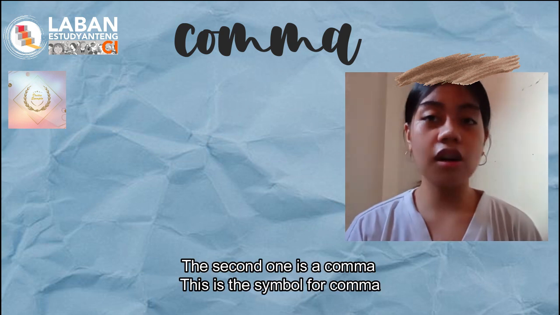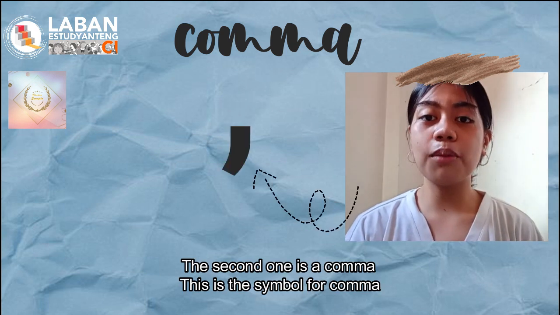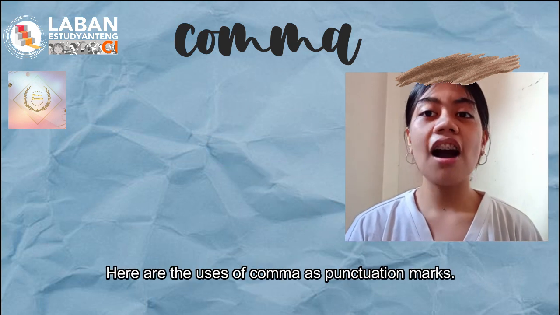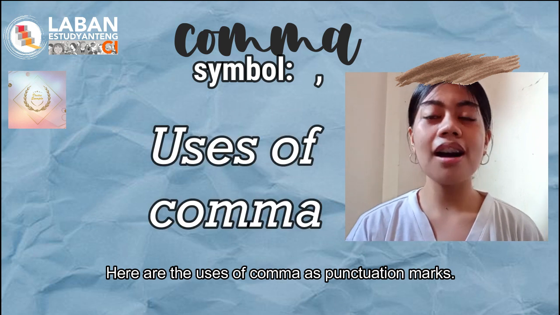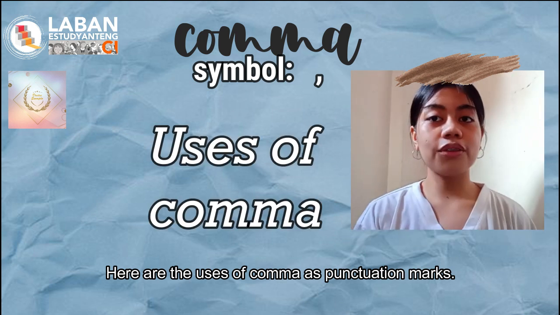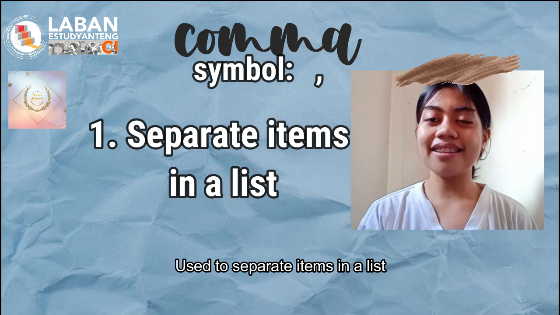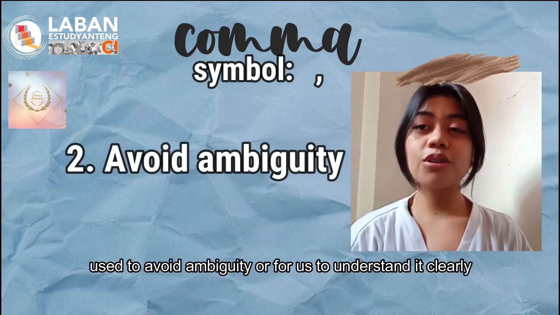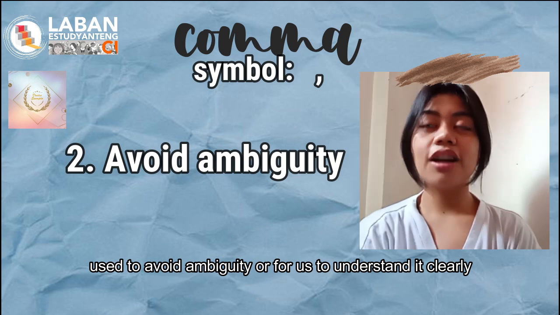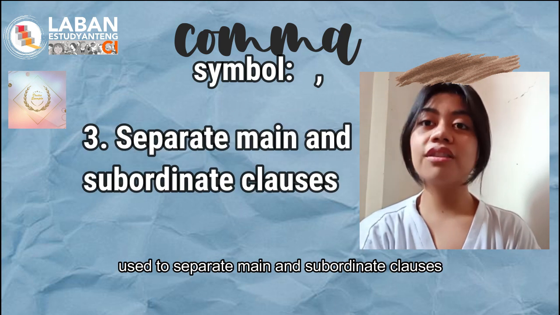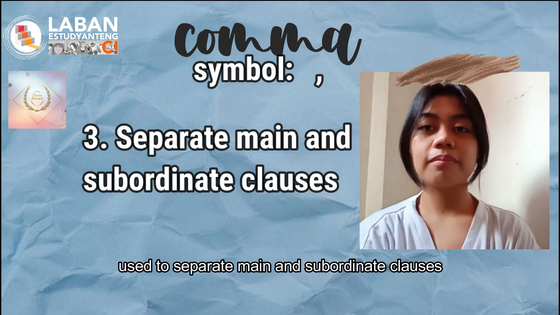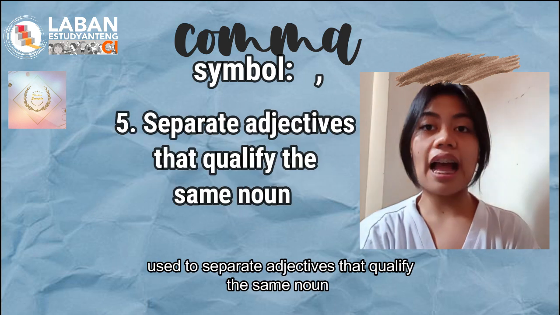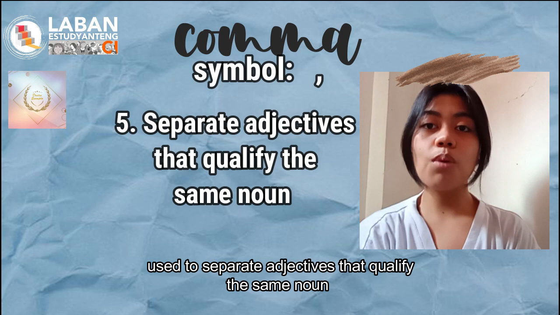The second one is a comma. This is the symbol for comma. Here are the uses of comma as a punctuation mark. Used to separate items in a list. Used to avoid ambiguity or for us to understand it clearly. Used to separate main and subordinate clauses. Used to separate adjectives that qualify the same noun.